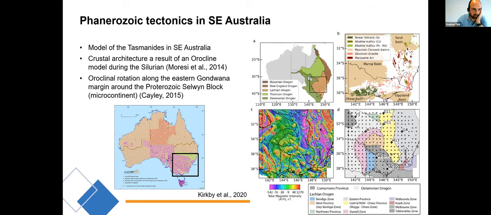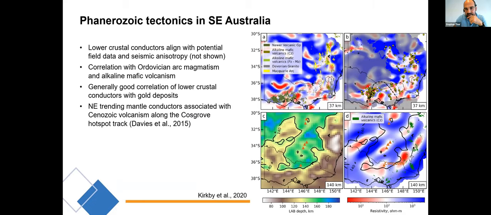That are very striking. And Alison has some amazing results where you can see these features coming up again in the MT. So she's got these very semi-circular connectivity anomalies. And again, what we see are really nice crustal or lower crustal conductors aligned with potential field data, as we see in the Musgrave province as well. I haven't shown here the seismic anisotropy, but it also shows a nice curvature that follows a similar trend. And she's also demonstrated very nice correlation with Ordovician arc magmatism and mafic volcanism, as you can see up in this image here, where a lot of it seems to be focused where we have these lower crustal conductors.